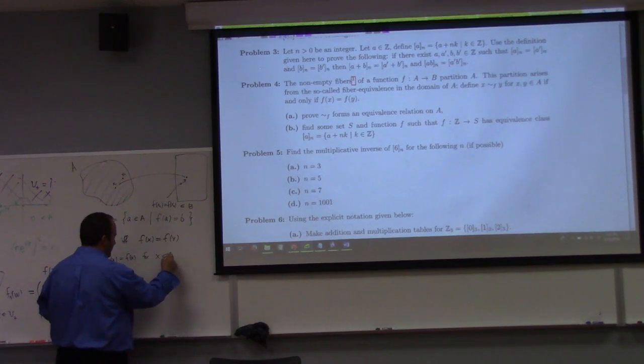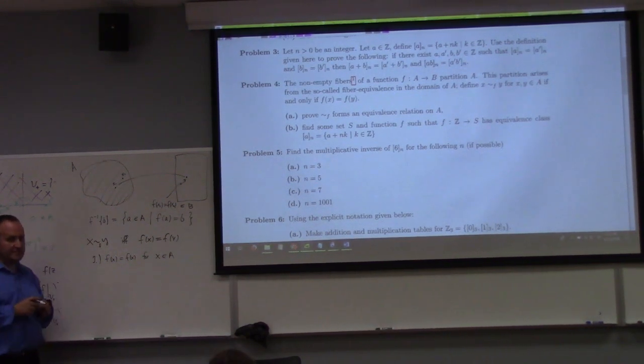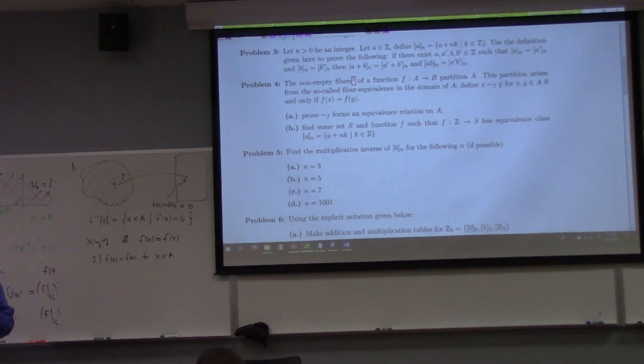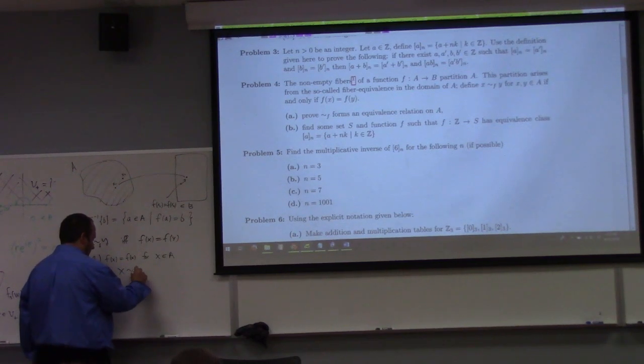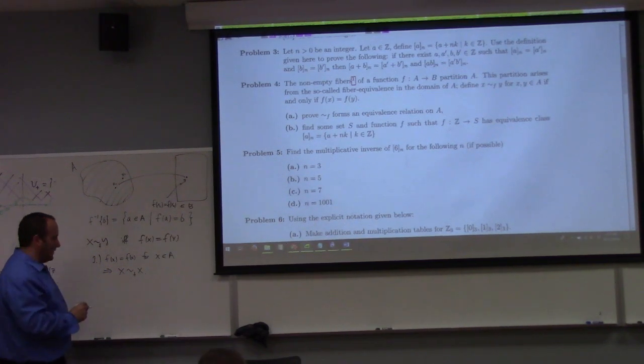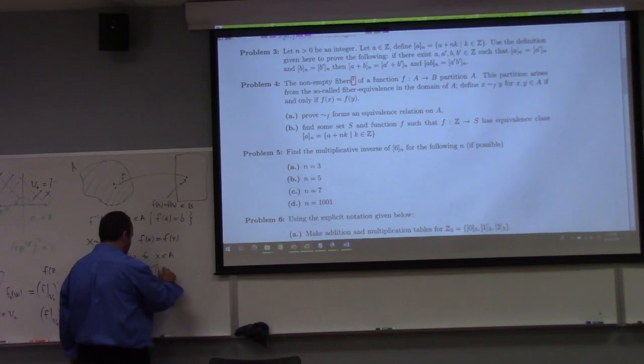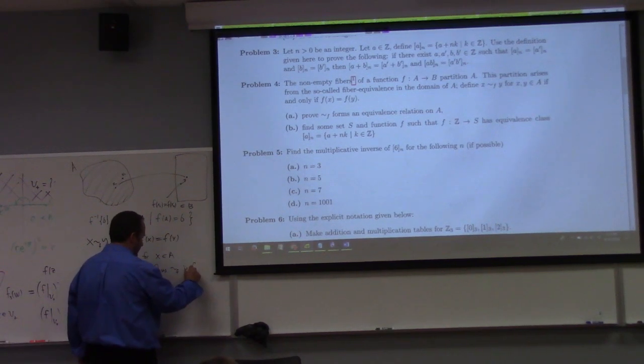Now, you might think I'm saying nothing, but I'm actually saying something. We're assuming that f is a function. If f was not a function, that wouldn't necessarily be true. That's where we need that f is a function. Because f is a function, it's single valued, so f of x does indeed equal f of x. And so that implies that x is f related to x. Therefore, it is reflexive.